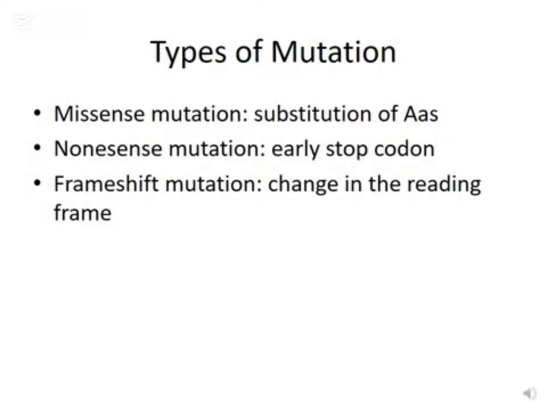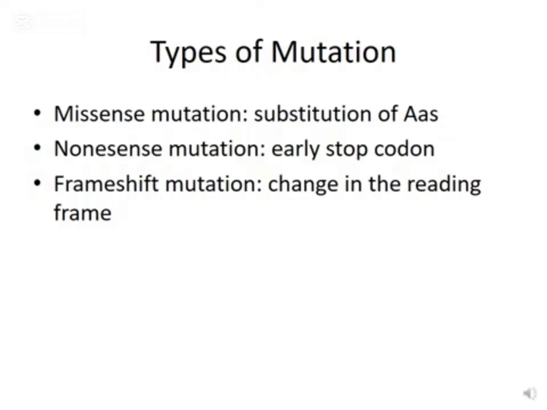There's also the frame shift mutation. This mutation is the result of a shift in the reading frame. If you remember, each amino acid has three bases coding for it. So if we have a shift in the frame of translation, the three bases are going to become different. This is going to result in a continuous missense mutation as a result of this frame shift.